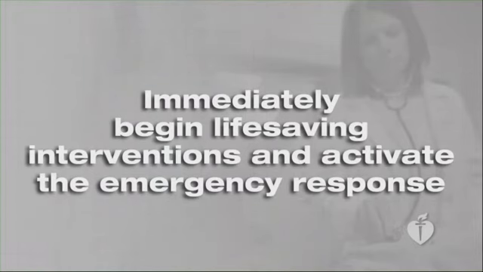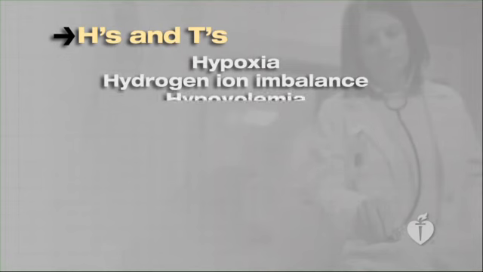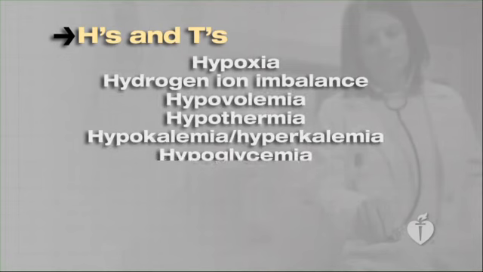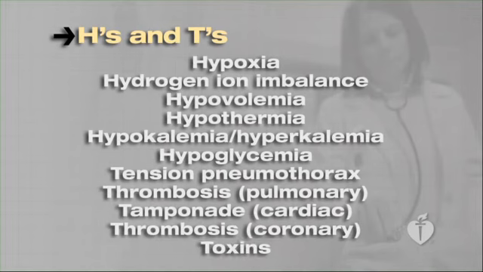If a life-threatening condition is recognized at any time, immediately begin life-saving interventions, activate the emergency response, and follow the pediatric cardiac arrest algorithm. While treating a child in cardiac arrest, you should evaluate the child for and identify any reversible causes of cardiac arrest. These reversible causes are referred to as the H's and T's. You can easily perform assessments for these potentially reversible causes during the resuscitation.